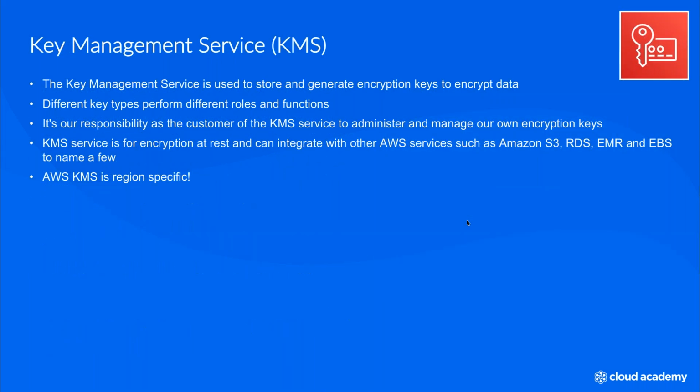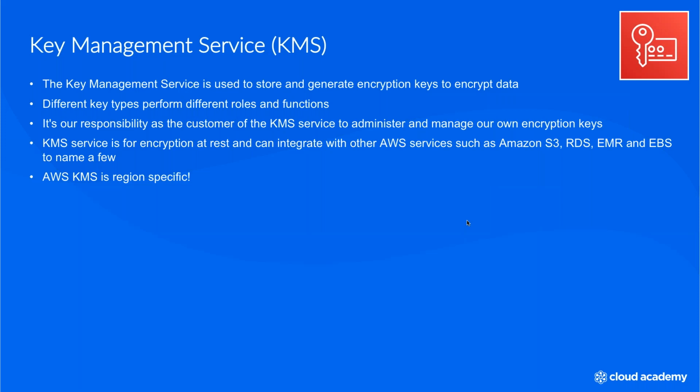Okay, we now move on to KMS, which focuses on encryption. Basically, the Key Management Service is used to store and generate encryption keys that can be used by other AWS services and applications to encrypt your data at rest. So it's not used for in-transit encryption. So it's a fundamental security service offered by AWS to help you manage your cryptographic operations.